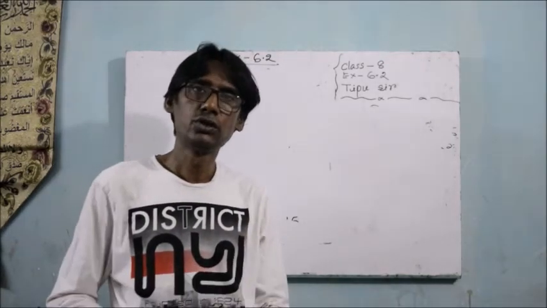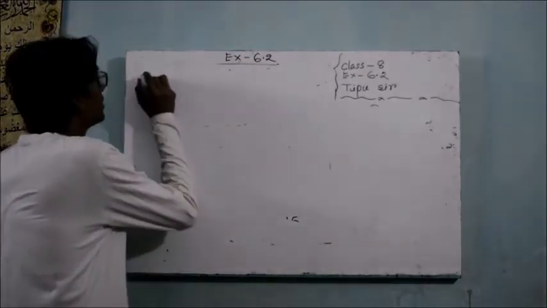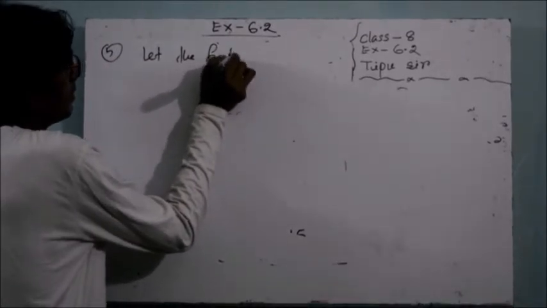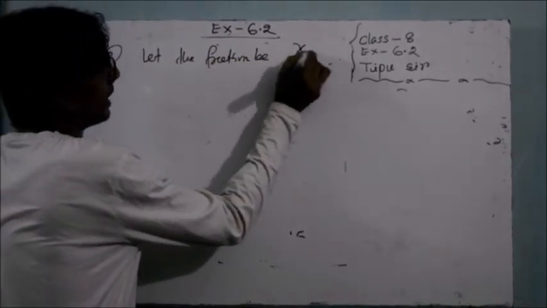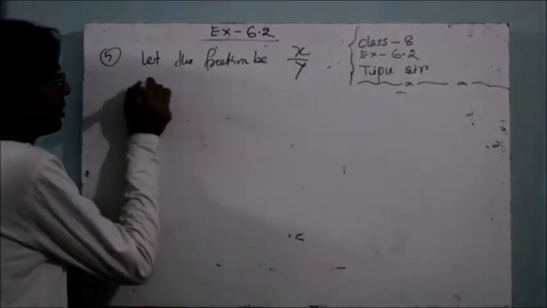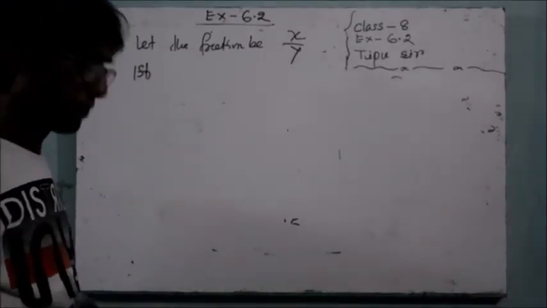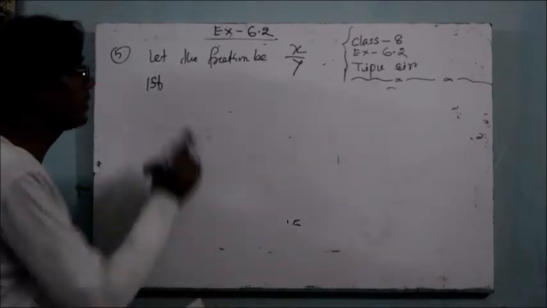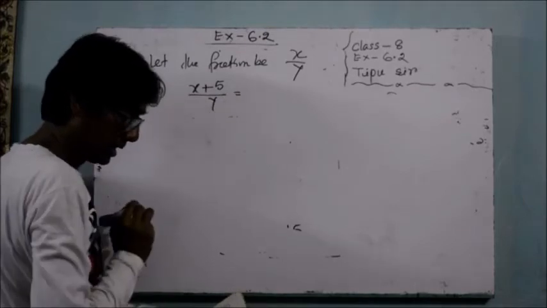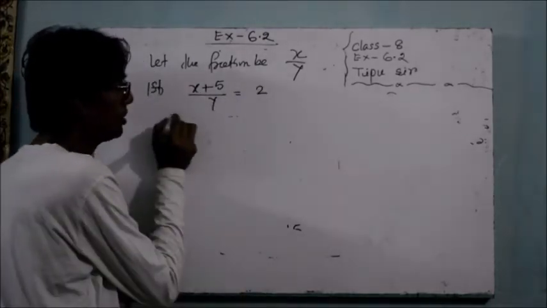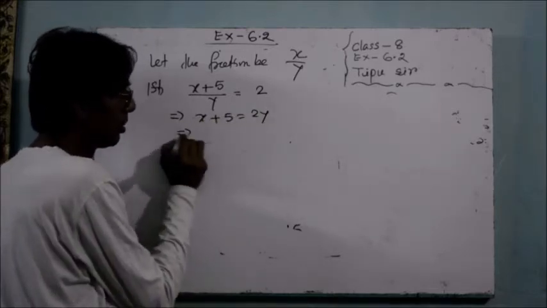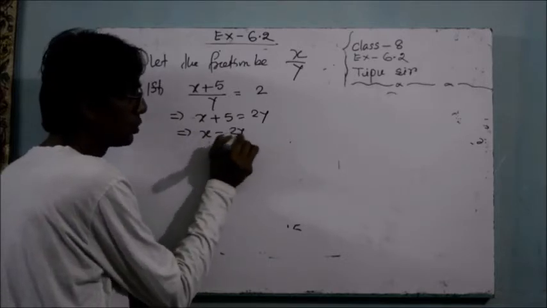Find the fraction. So imagine, let the fraction be x by y. Here x is the numerator and y is the denominator. So first condition given, 5 has to be added to the numerator. So x plus 5 over y equal to 2, or x plus 5 equal to 2y, or x equal to 2y minus 5.